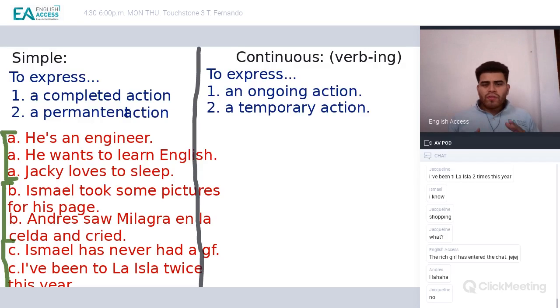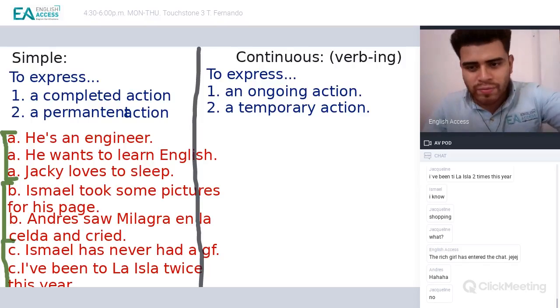All right, so you are the one who gets to decide. If you think it is temporary, use the continuous. If you think it is permanent, use the simple. But you are the one who gets to decide what you want to express.